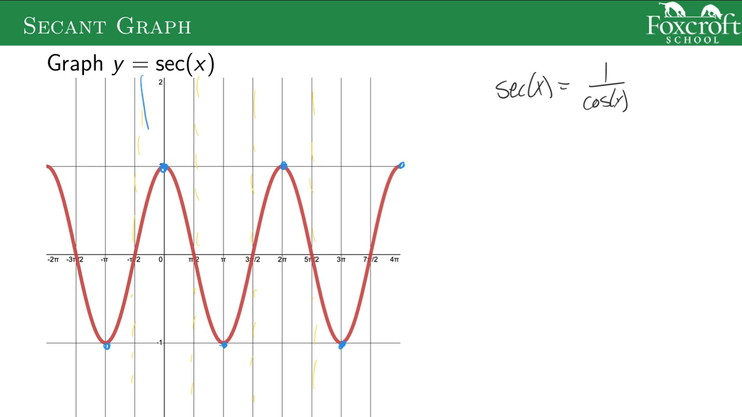So you get something that looks like this. Just all these kind of parabola-looking things repeated over and over again. So that's the secant graph.